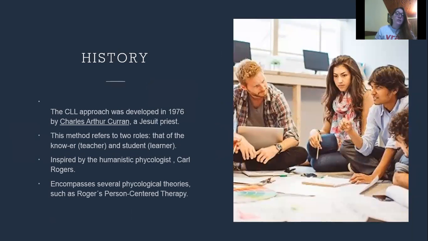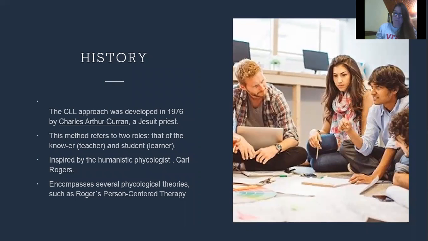History. Okay, so the CLL approach was developed in 1976 by Charles Arthur Curran, a Jesuit priest. This method refers to roles: that of the knower, which is the teacher, and the student, which is the learner. Inspired by the humanistic psychologist Carl Rogers, it has several psychological theories, such as Rogers' person-centered therapy.